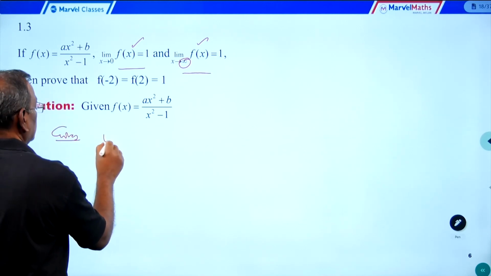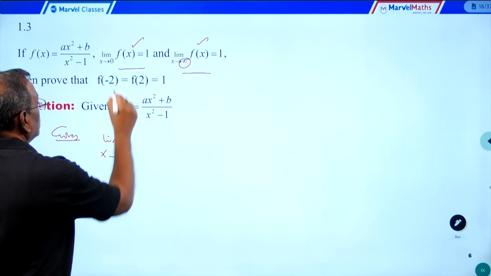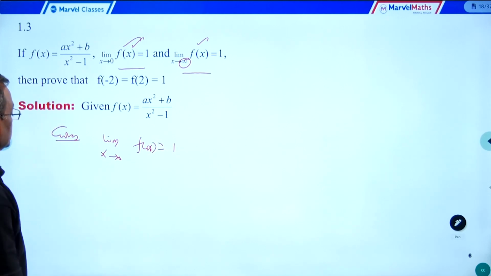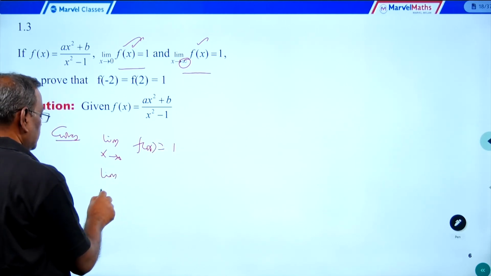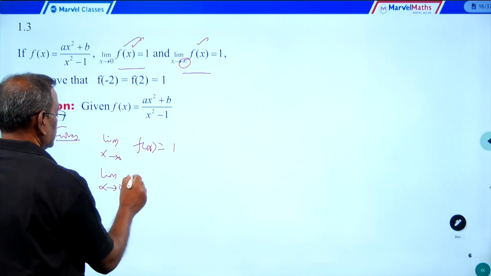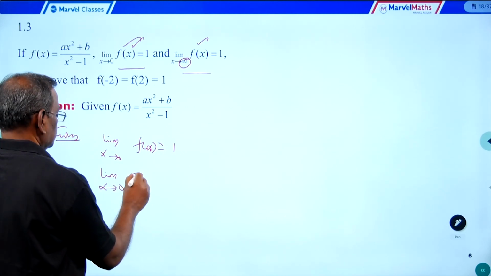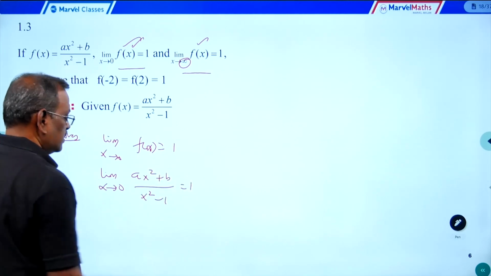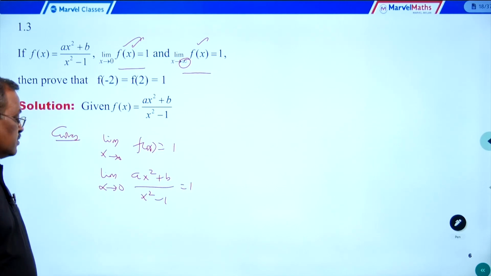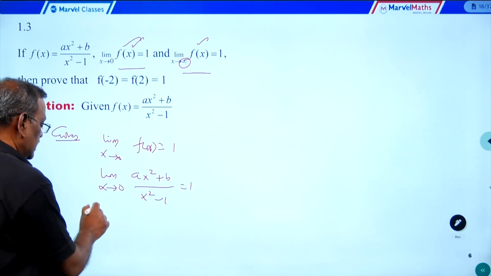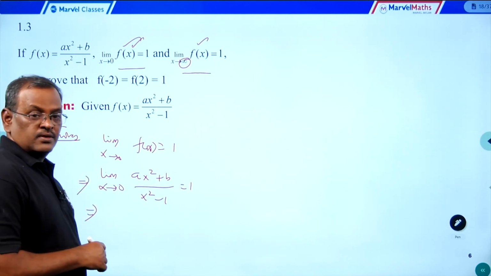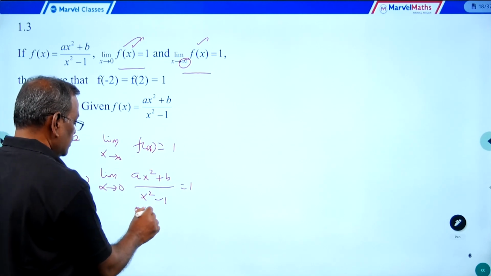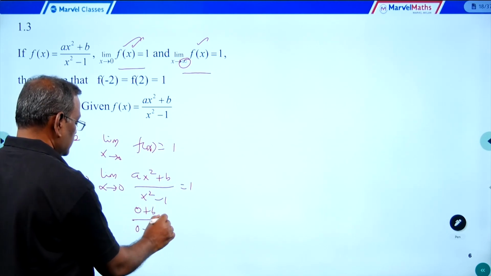So what is given? Limit x approaches 0 of f of x equals 1. So what is f of x? Limit x approaches 0 of (ax square plus b) by (x square minus 1) equals 1. Substitute x equal to 0. This is the direct substitution concept. If I substitute x equal to 0, 0 plus b by 0 minus 1 equals 1.